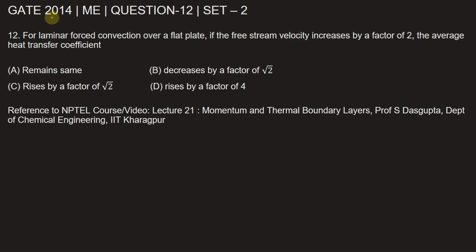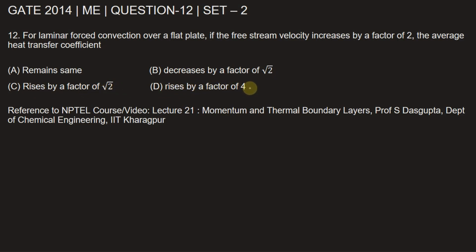This question is from GATE Mechanical Engineering of 2014. This is question number 12 of set 2. The question is, for laminar forced convection over a flat plate, if the free stream velocity increases by a factor of 2, the average heat transfer coefficient, option A, remains same, B, decreases by a factor of root 2, C, rises by a factor of root 2, or option D, rises by a factor of 4.